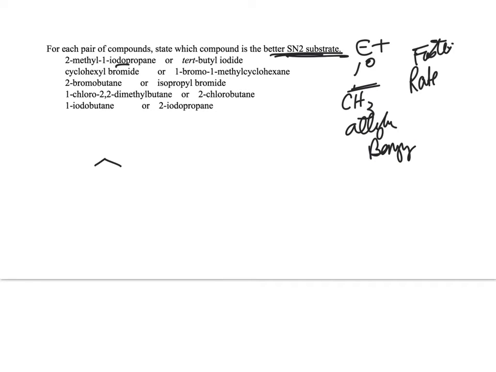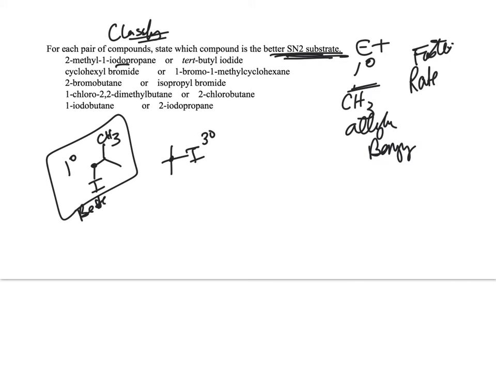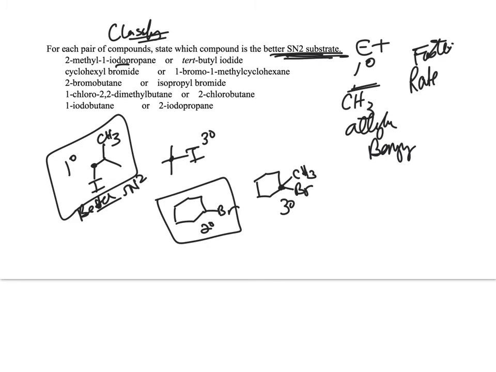So let's draw these structures out. 1-iodo-2-methyl, and this is a primary alkyl halide. You need to classify these when we're talking about substrates. Or tert-butyl iodide. Okay, so this is tertiary. So primary is going to be better for SN2. The next one, cyclohexyl bromide versus 1-bromo-1-methylcyclohexane. This is tertiary, this is secondary. Secondary is going to be better.